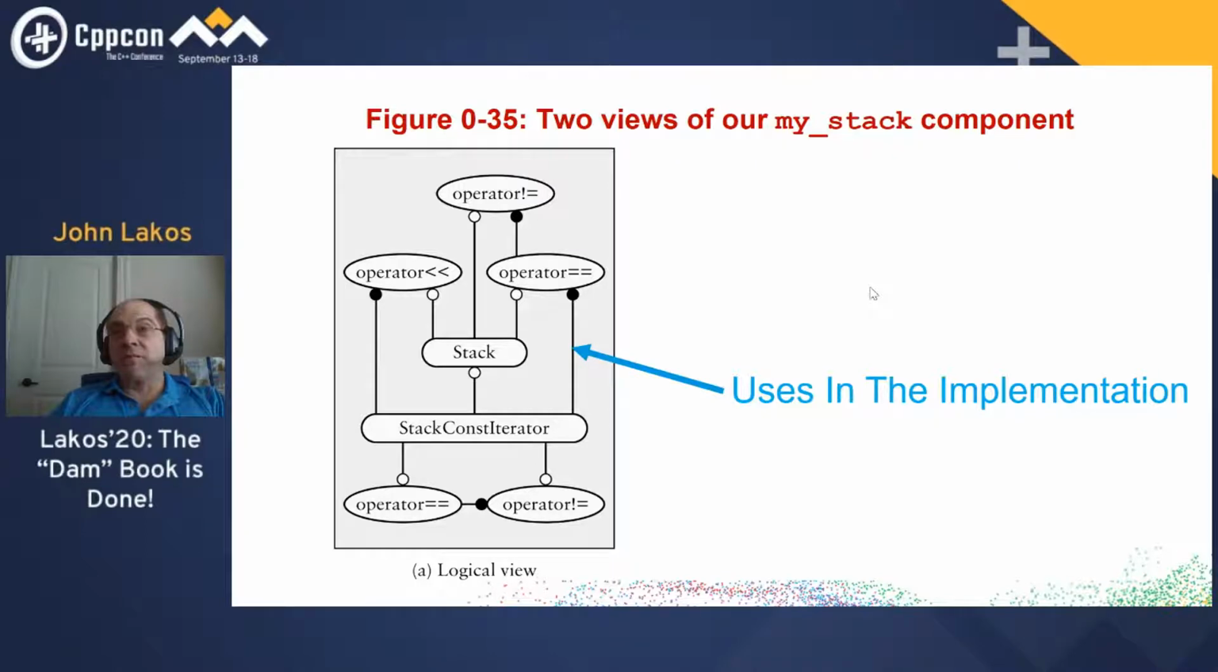Uses in the implementation means it's used substantively, but there's no programmatic way to get your hands on the thing that's being used. So uses in the implementation in our notation implies that it's not used in the interface. If something's used in the interface, it's used in the implementation. Something is used in the implementation, it implies that it's not used in the interface.